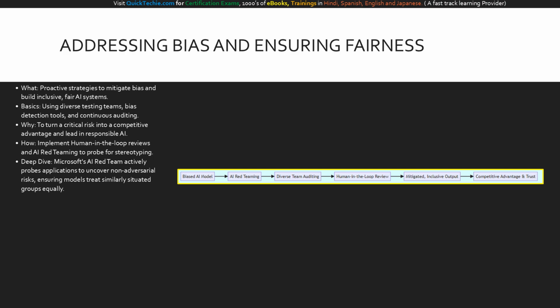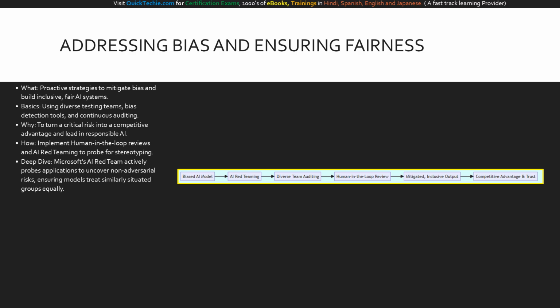To combat the pervasive threat of bias, we must implement rigorous, proactive mitigation strategies. What does this mean? It means actively designing your AI systems to be inclusive and fair by design. The basics involve assembling highly diverse design and testing teams, utilizing advanced bias detection tools, and establishing a cadence of continuous auditing. Why should you invest heavily here? Because mitigating bias transforms a massive risk into a distinct competitive advantage. Companies that champion responsible AI earn deep customer trust and stand out in the marketplace.